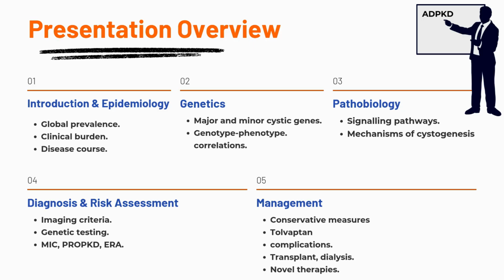Then we will move into genetics, which is central to understanding the concept of autosomal dominant polycystic kidney disease. We will discuss the major and minor cystic genes, especially PKD1 and PKD2. And more importantly, we will connect genotype to phenotype, how genetic variation translates into disease severity and progression.